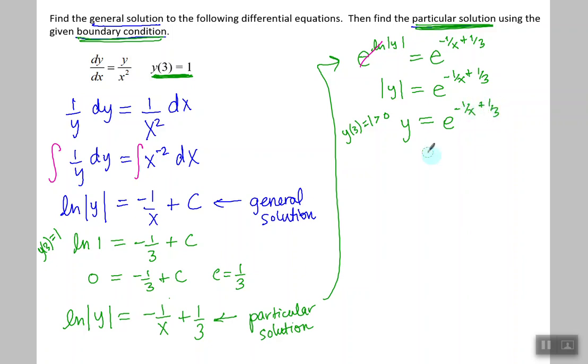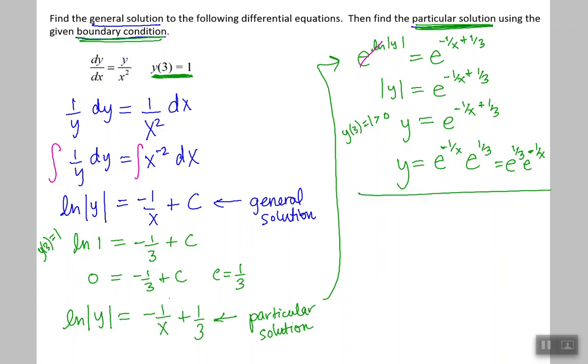When I'm adding the exponents, it's the same as writing this as multiplying e to the negative 1 over x times e to the 1/3. Also, you often tend to see the constant expression in front of the algebraic expression, so we might also see this as e to the 1/3 times e to the negative 1 over x. Lots of different forms, all of these still particular solutions.